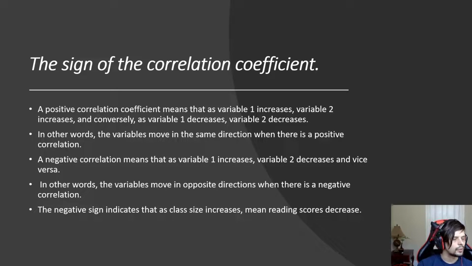So you're going to talk about this a bit more in detail, of course. A positive correlation coefficient means that as variable 1 increases, variable 2 increases, and conversely, as variable 1 decreases, variable 2 decreases. In other words, the variables move in the same direction when there is a positive correlation. And a negative correlation means as variable 1 increases, variable 2 decreases, and vice versa.